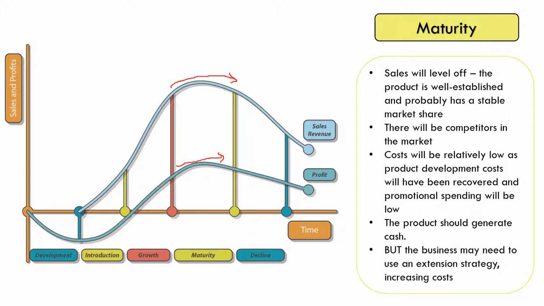So at this stage, the product should be generating a lot of cash. We sometimes call this a cash cow at this stage. Costs should be quite low. We've got large scale production. We might be attracting some competitors into the market. And we probably have a stable market share and potentially, hopefully, quite a high market share at this stage.